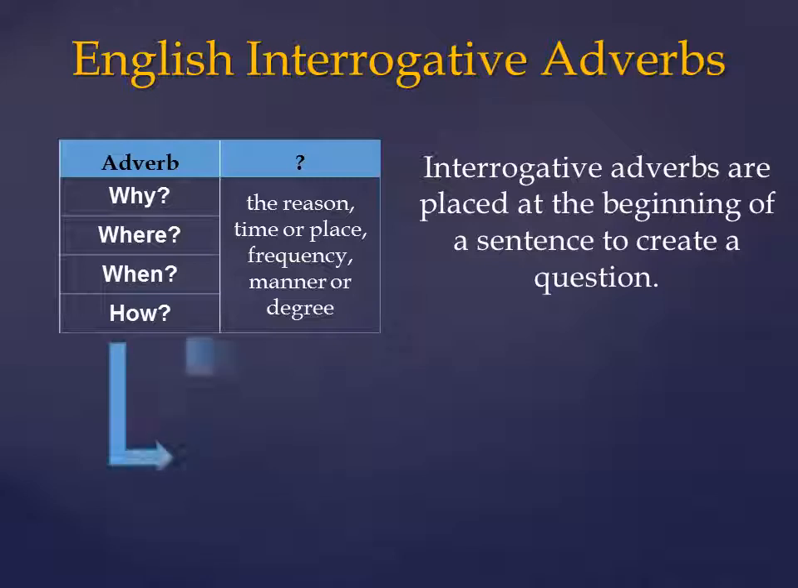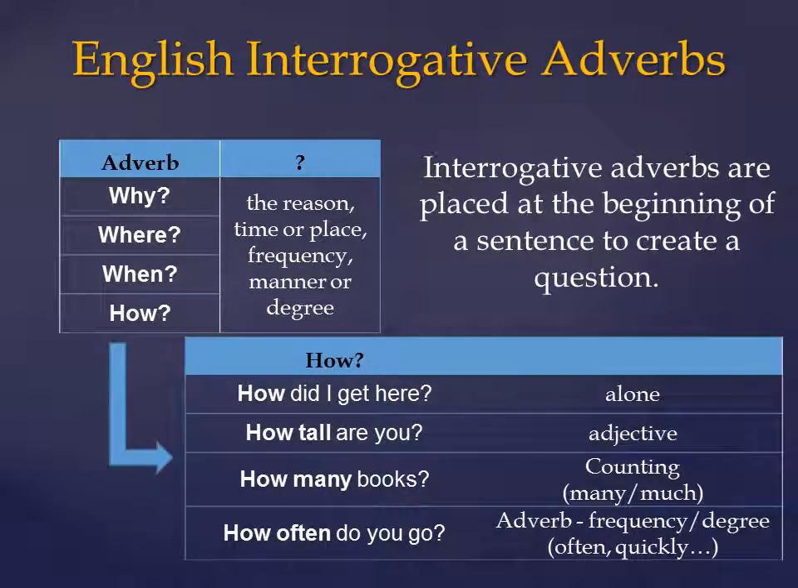Now the adverb how can be used in many ways. It can be used alone in a sentence, such as how did I get here? Or it can join with an adjective. How tall are you? It can be used with counting nouns, like many and much. How many books? Or it can be used with another adverb to ask about frequency or degree. For instance, how often do you go, or how quickly do you go?